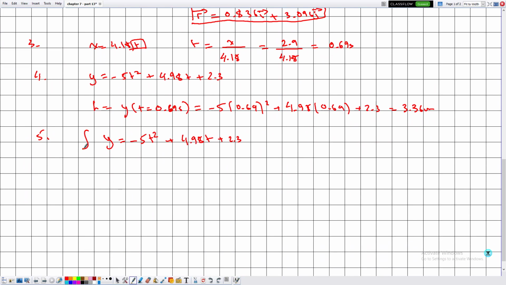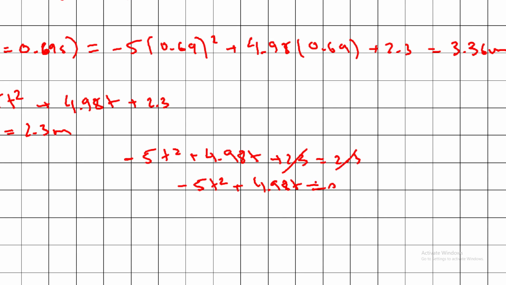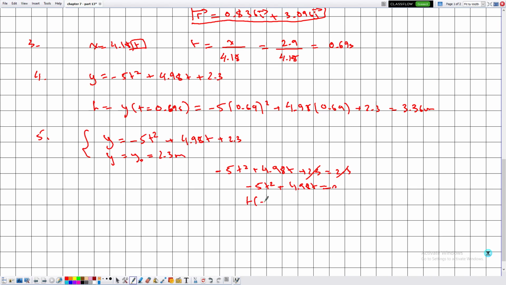So we are solving the equation y is equal to y0, which is equal to 2.3 meters, which means that minus 5t squared plus 4.98t plus 2.3 is equal to 2.3. So minus 5t squared plus 4.98t is equal to 0. Now what's the type of this equation? This is a quadratic equation in t. How do we solve it? Either by factorization or by calculating the discriminant delta. So minus 5t plus 4.98 equal to 0. t for sure is different than 0, which means that t is equal to 4.98 divided by 5.